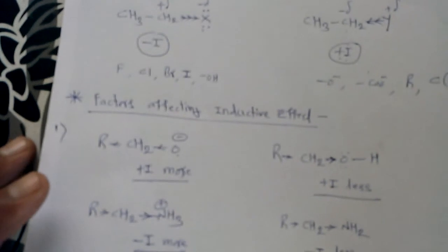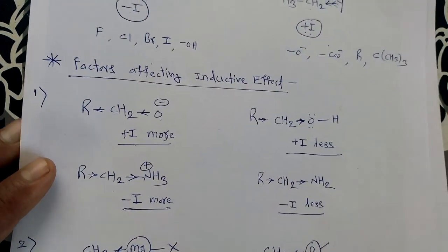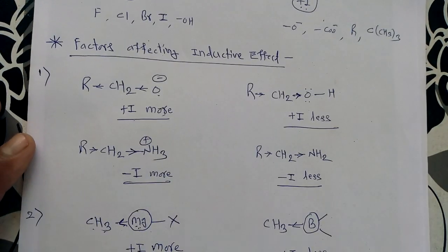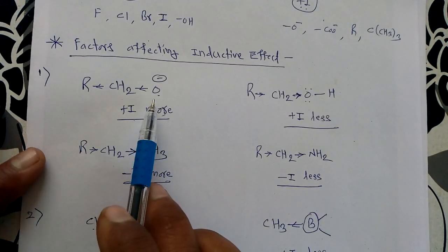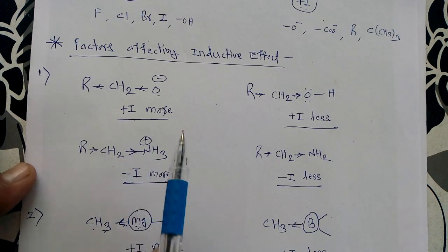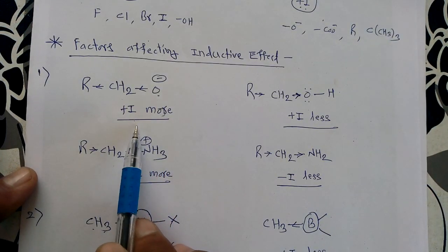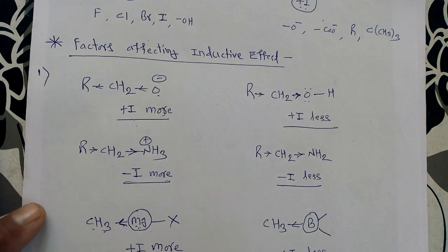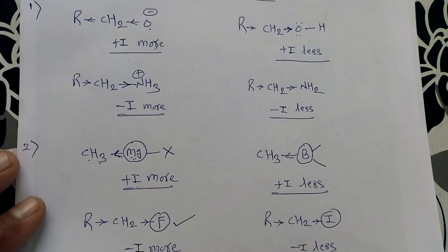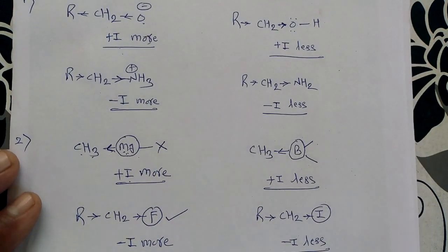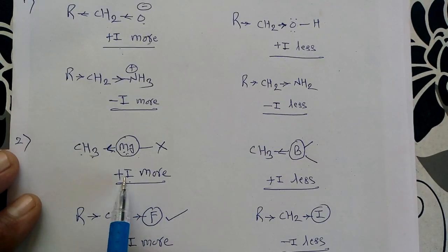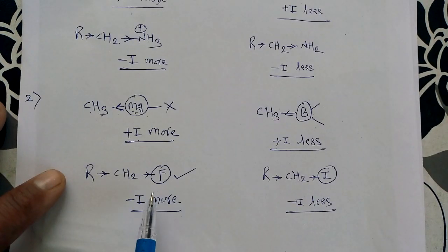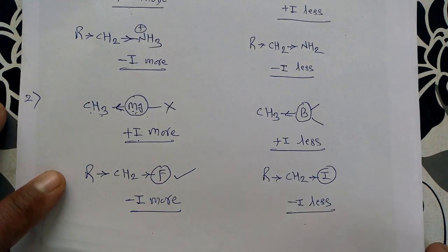So we considered 5 different factors. The first factor is whether the atom has a negative charge or a positive charge. If more negative charge is there, it shows more plus I inductive effect. If more positive charge is there, it shows more minus I inductive effect. The second important factor is that if the electronegativity of the atom is lower, it shows more plus I effect, while if the electronegativity of the atom is more, it shows more minus I effect.